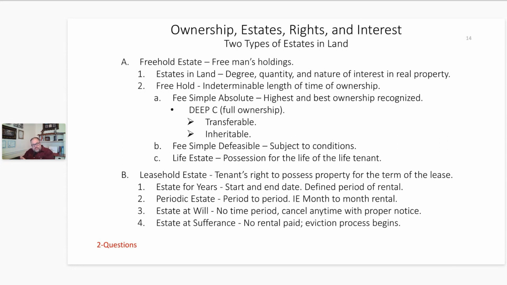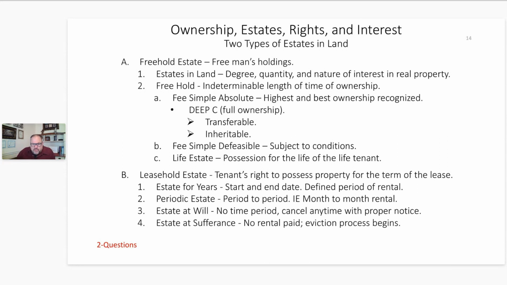Freehold comes under fee simple absolute, fee simple defeasible, and you also got life estate that's involved in that. Life estate is possession for the life of the life tenant. Those are the three types of ownership. And then leasehold is the tenant's right to possess property for the term of a lease. Everybody's kind of familiar with leasing property.